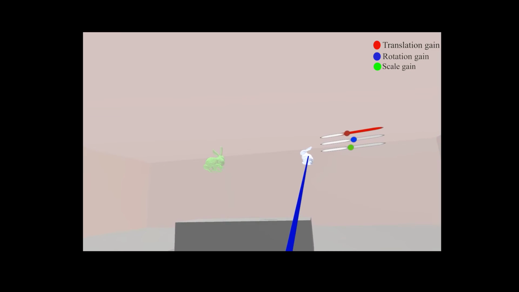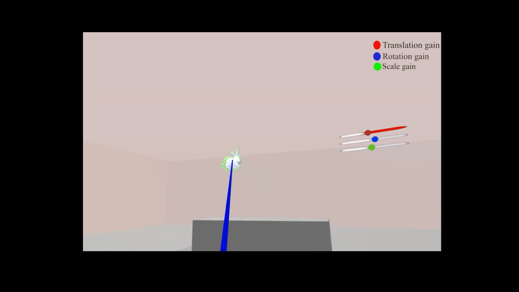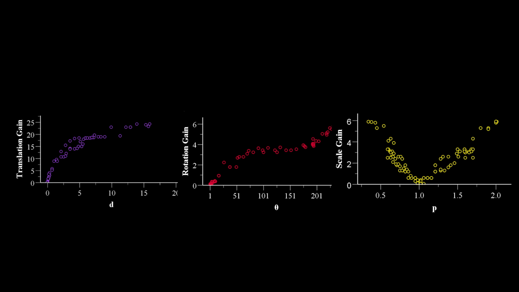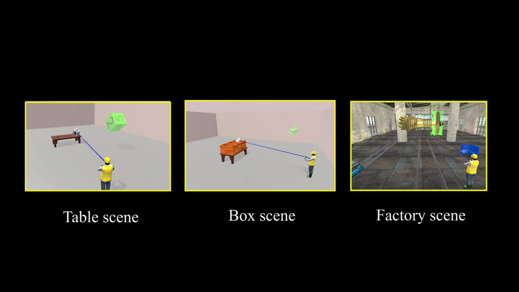The user presses the reset button and then presses the save button to save the current gains and the object target visual metric corresponding to those gains. Based on these collected data, we derive the 3 fitting functions for visual metrics in translation gain, rotation gain, scale gain. We designed a user study with a manipulation task in 3 scenes to evaluate the efficiency, accuracy, task load of our method.